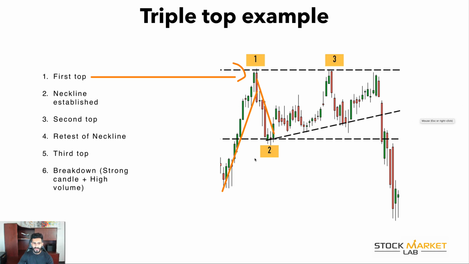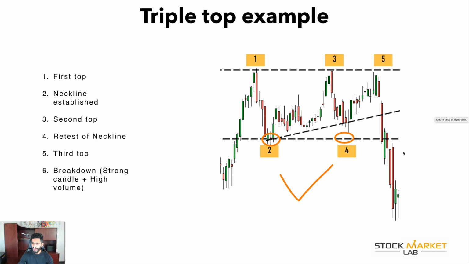We keep progressing. You can see second top, right? Now look at the second neckline. Now if you notice something, it doesn't perfectly hit it, but it's around the same area. That's still a good retest of the neckline. And then if you look again, boom, third top. And then finally, breakdown, strong candle, high volume. That's what we want to see.